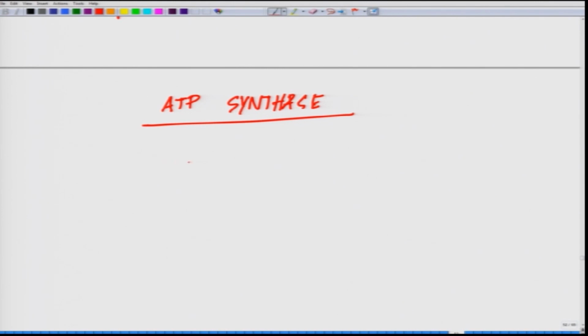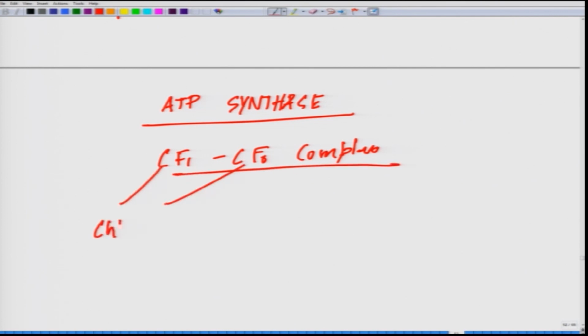The ATP formation is driven by a proton motive force in both photophosphorylation, which is happening in chloroplast, and oxidative phosphorylation, which is happening in mitochondria. Furthermore, the enzyme assembly catalyzing ATP formation in chloroplast is very similar to that of mitochondria and bacteria. The ATP synthase of chloroplast is also called the CF1 CF0 complex, where C stands for chloroplast and F stands for factor, chloroplast factor.